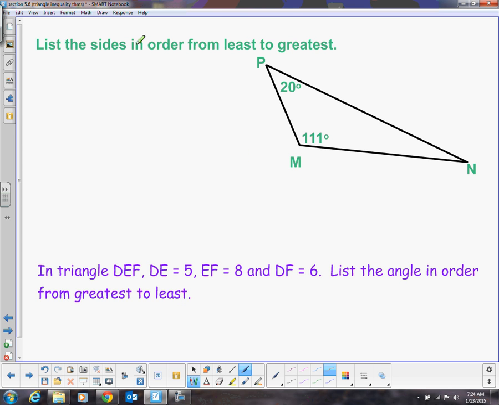All right, now list the sides in order from least to greatest. Brittany, what's our first issue? Before we... Right, we cannot do that unless we know this angle. So how am I going to find that angle, Kayla? E? So 20 plus 111 is 131. All right, and then what do I do from here, Travis? I'm looking for N, and I've added those 2 together.